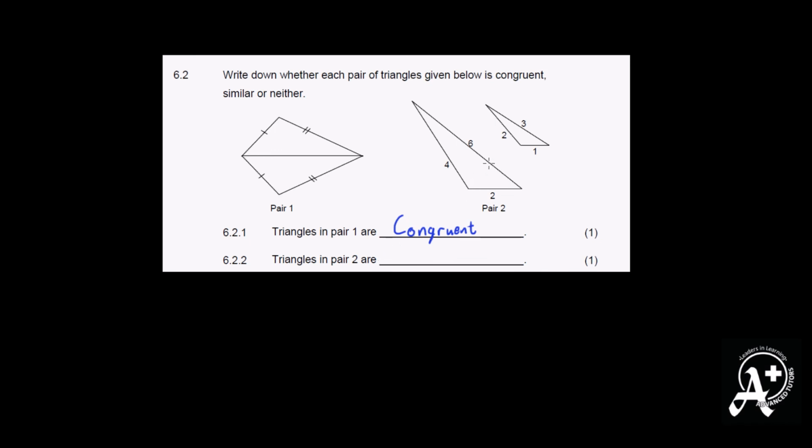So the triangles in pair 2, basically this triangle here and this triangle here, we can see that they look exactly the same in shape, but they are different sizes. But if we look at this angle here, it seems to be the exact same as this angle here. Likewise, this angle seems to be the exact same as this angle here, and that angle is the same as this one. So the angles are equal to one another in both triangles, but they are different in size. The lengths of the sides are different. So the triangles in pair 2 would be similar.